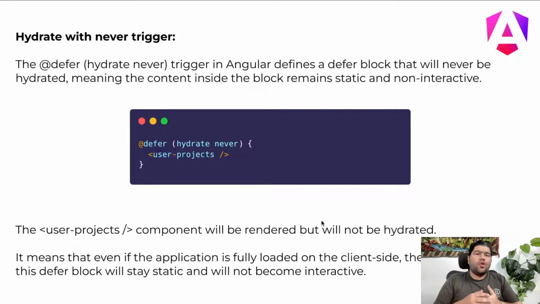Now we also have hydrate never. It is used for Angular to define a defer block that will never be hydrated, meaning the content inside that block remains static, will not hydrate, and is available for SSR, but it is non-interactive. So the user projects component will be rendered, but not hydrated.